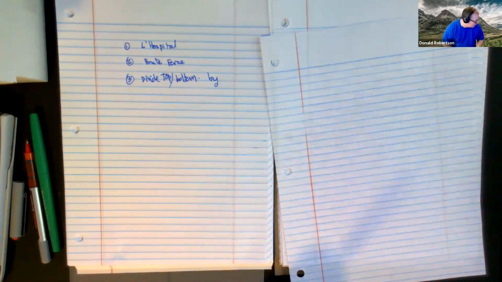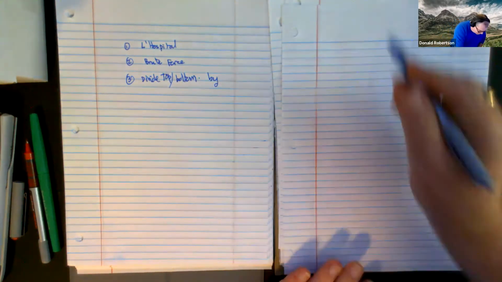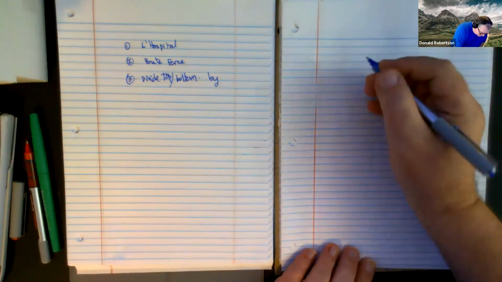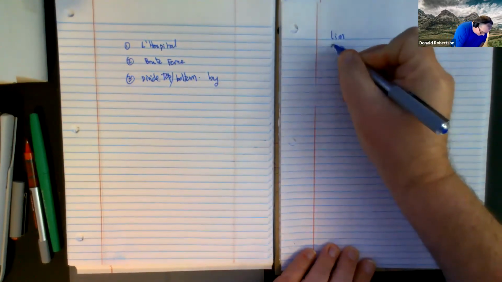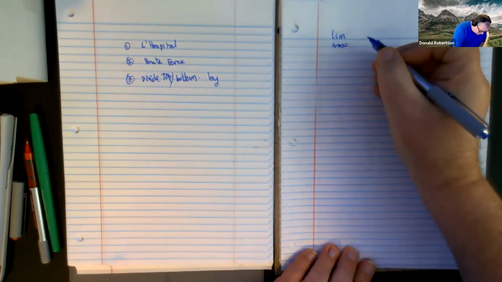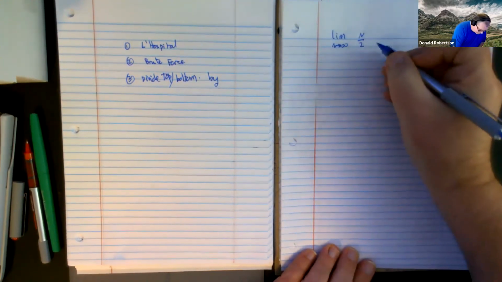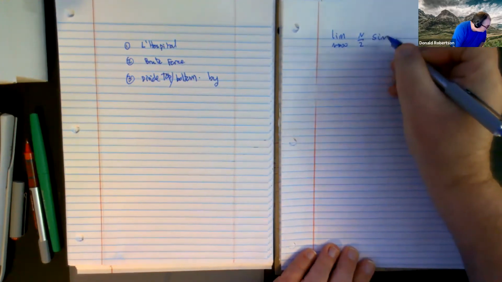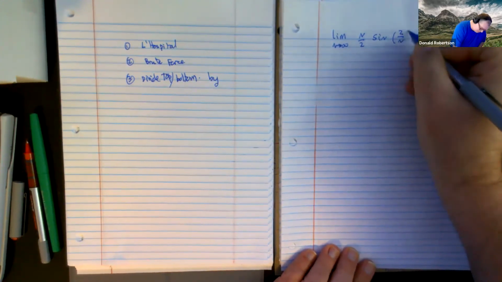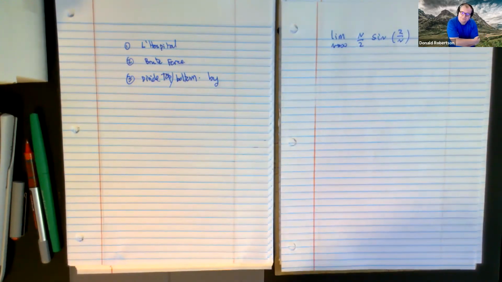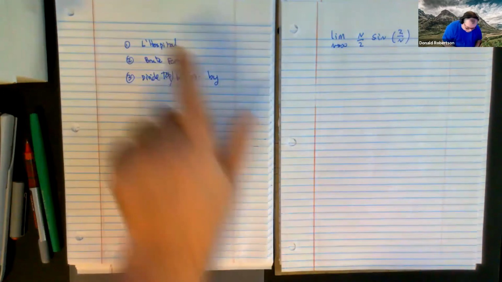We're coming pretty close to the end of these. There's still some weird ones to do. How about the limit as n tends to infinity of n over 2 times the sine of 2 over n? It doesn't really lend itself obviously to any of these 3 techniques, yet it is going to be L'Hopital.